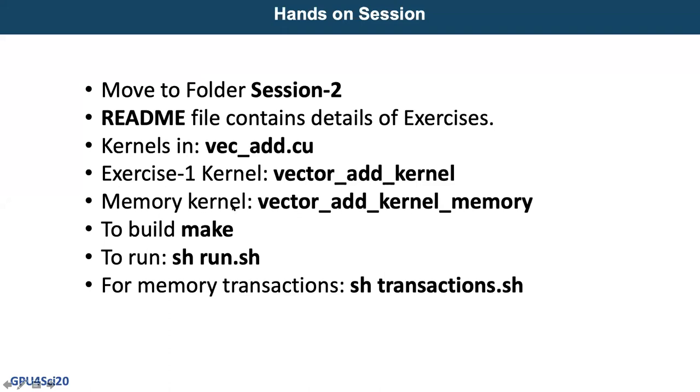You can build the vecadd file with a simple make command, and you can run it using the sh run.sh script. For the second exercise, the memory exercise, you might want to use the other script, transactions.sh. The details about when to use which script and how to build are all in the README file. I will be here if you have any questions. You have about 25 minutes for this exercise.